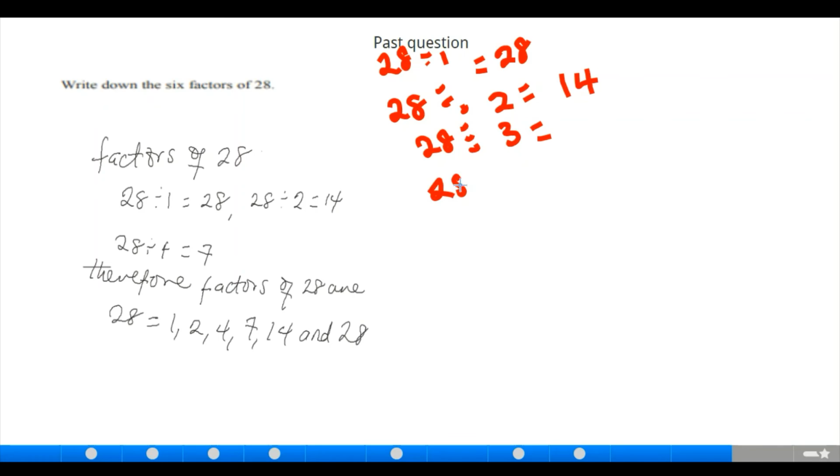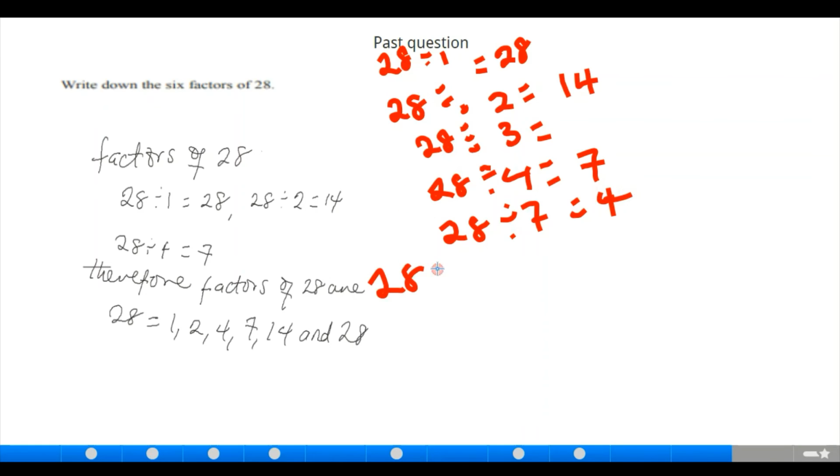But let's look at 28 divided by 4. How many times can 4 go into 28? That is 7. So 4 is also a factor of what? Of 28. So therefore, that implies that 28 divided by 7 will give us what? 4, right?